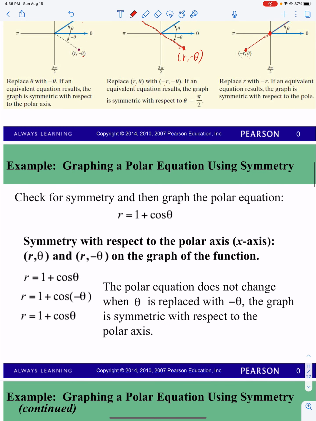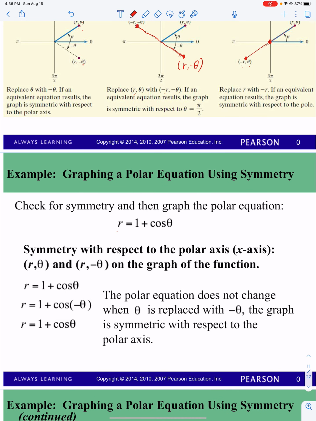Okay, so now let's look at this one. r equal to 1 plus cosine theta. We wanted to check the symmetry. Polar axis means what? (r, theta) goes to (r, negative theta). So this means we wanted to change theta to negative theta and see whether it's the same. Your r stays the same, your theta goes to negative theta. Are they the same?